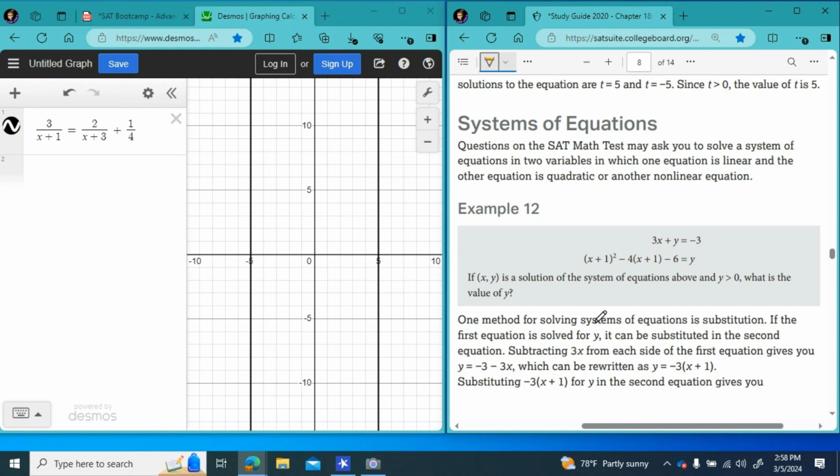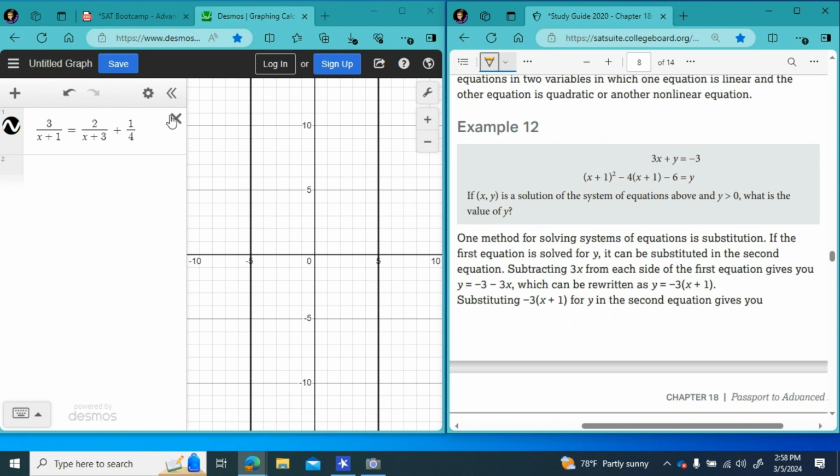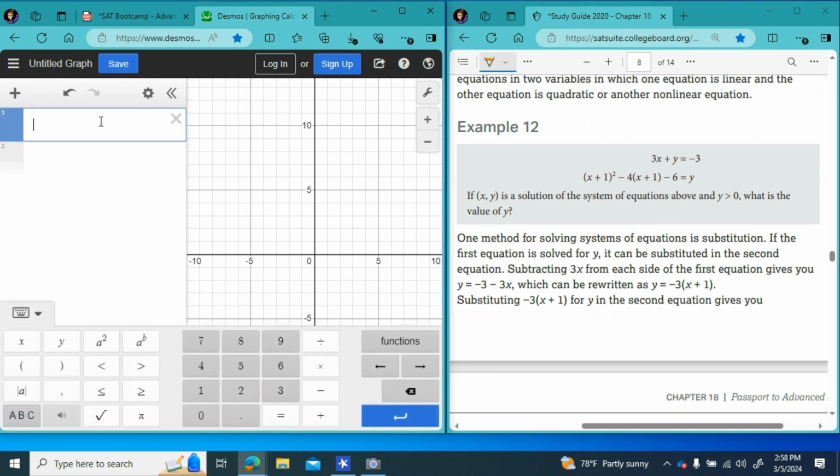We're moving on to systems of equations with practice question number 12, which says 3x plus y equals negative 3 and (x plus 1) squared minus 4 times (x plus 1) minus 6 equals y. If (x, y) is a solution to the system of equations above and y is greater than 0, what is the value of y?